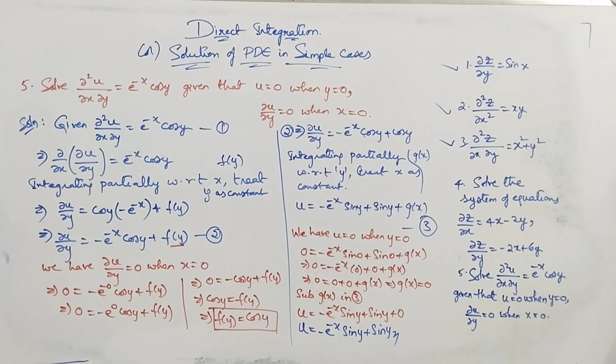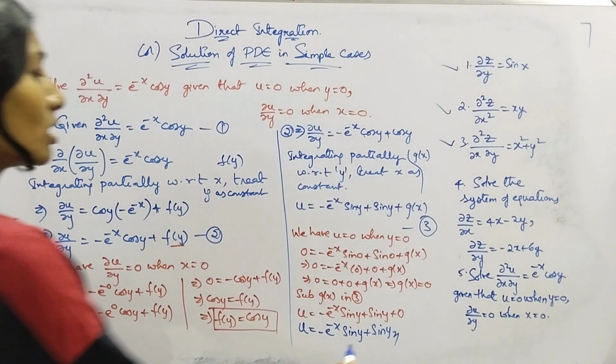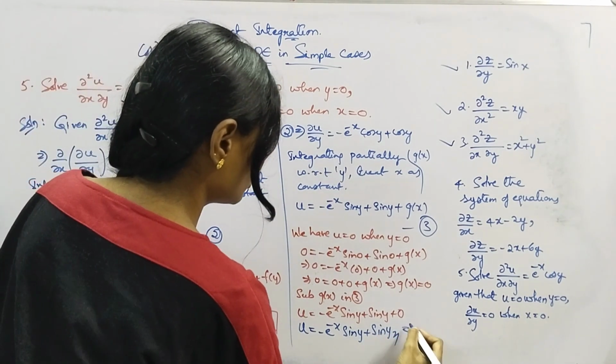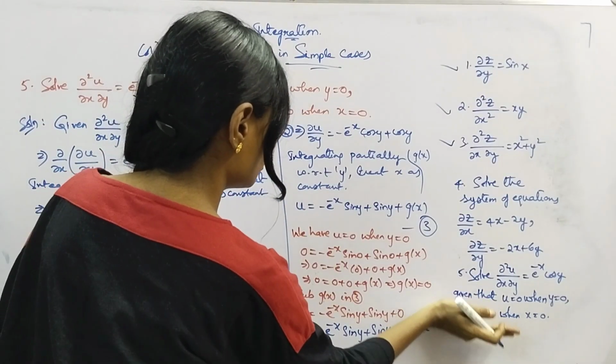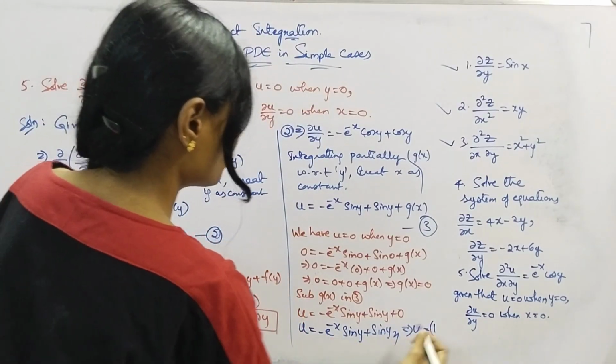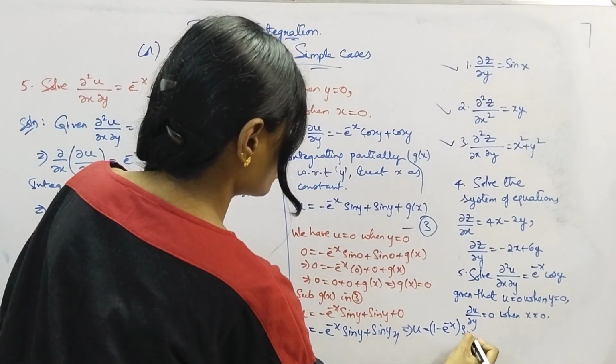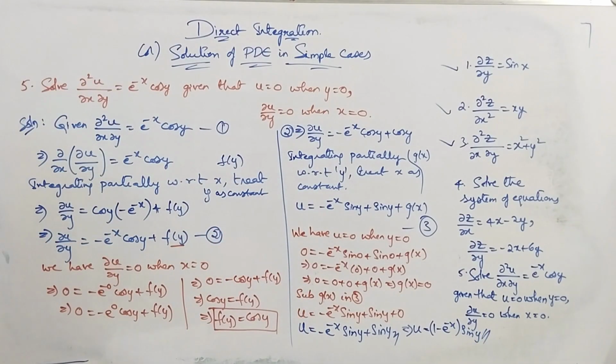So you can write the same equation by taking sin y common: u equal to sin y into 1 minus e power minus x, which is the required solution. Okay, I'll give you some homework problems, I'll give two. Try to solve them. I'll give a different problem, which is of another type. You can just think about it.